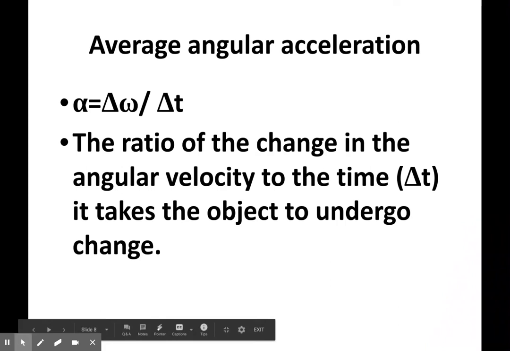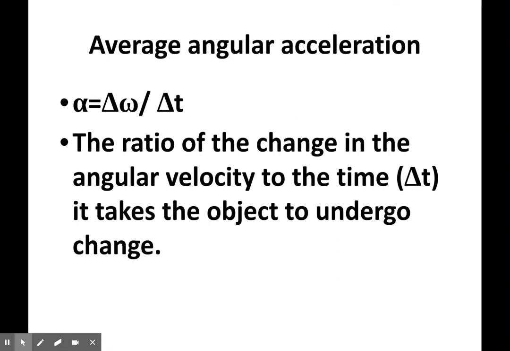Now we're looking at angular acceleration. The symbol kind of looks like a fish. It's an alpha. It's your change in angular velocity over time. Just like regular linear acceleration was change in velocity over time, now we have angular velocity over time.